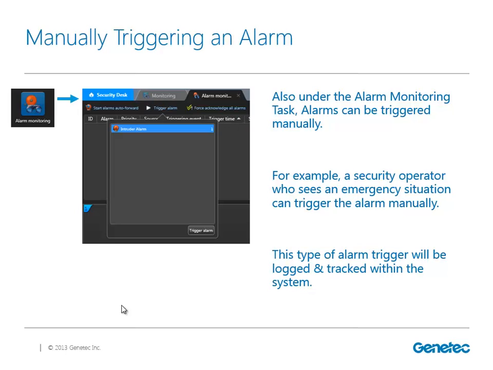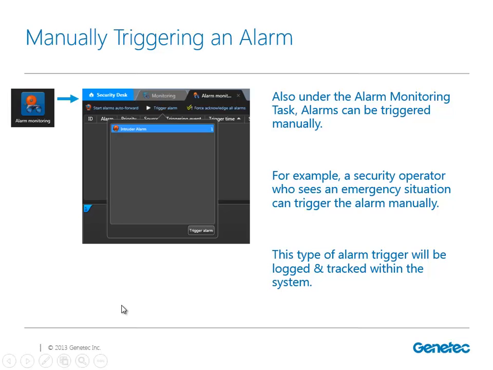And lastly, some of the other things that we can do in 5.2 Security Desk, we can actually manually trigger an alarm. We know that within our system we have different events, and we can use those events to trigger actions. One of the actions can be trigger an alarm, but we can do this manually. This could be the example as mentioned here on the slide. A security operator has an emergency situation. He can actually trigger this alarm manually. And how do we do that?